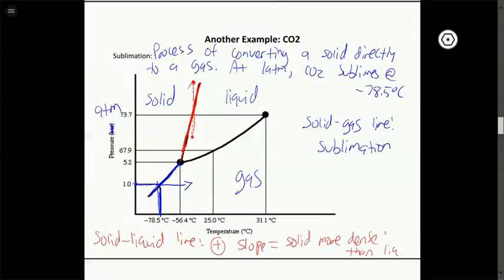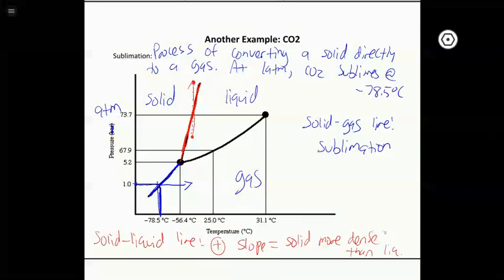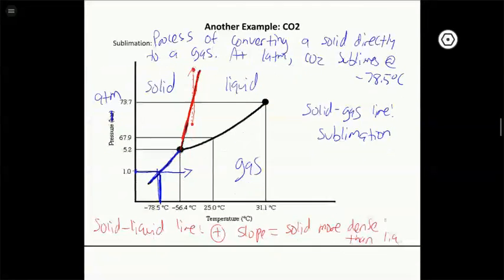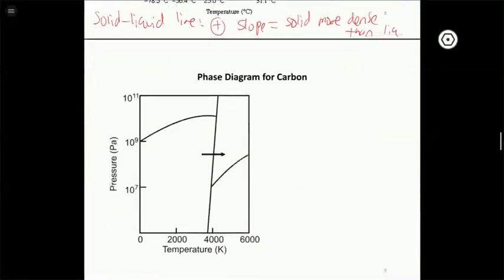All right, because as we increase the pressure, we're going to higher and higher density, and as we do that, we cross from liquid into solid when the slope is positive. Okay? So that's just a very similar one to water, but we have a couple additional features here that are a little distinct. Another one I'll show you is for carbon.